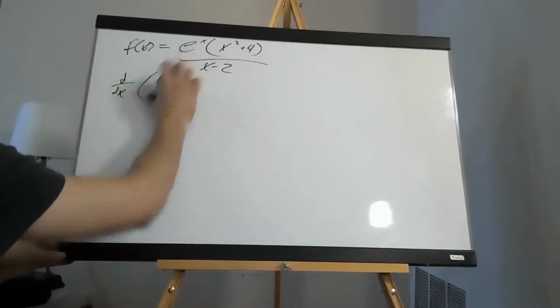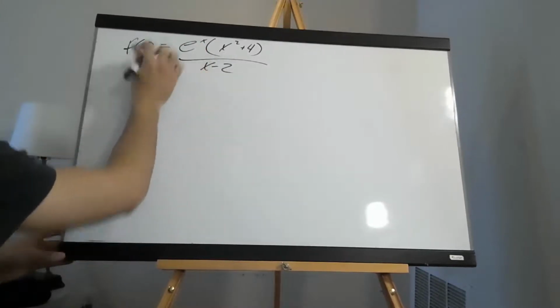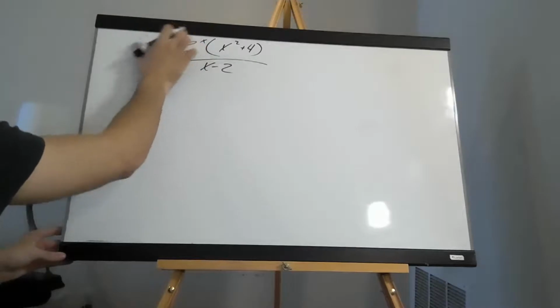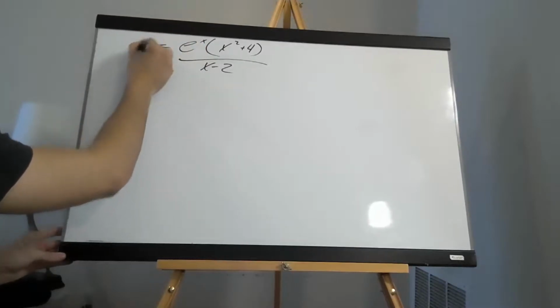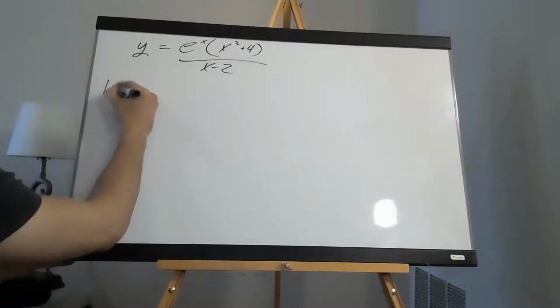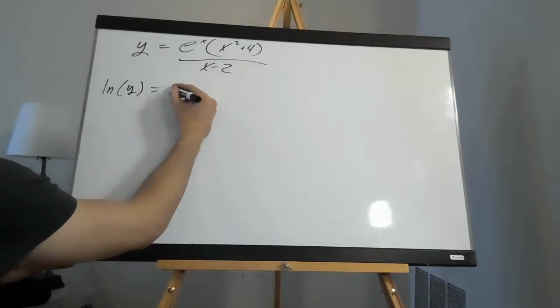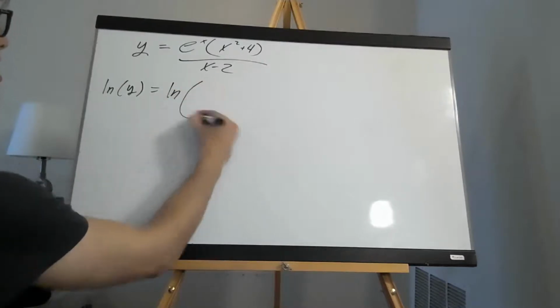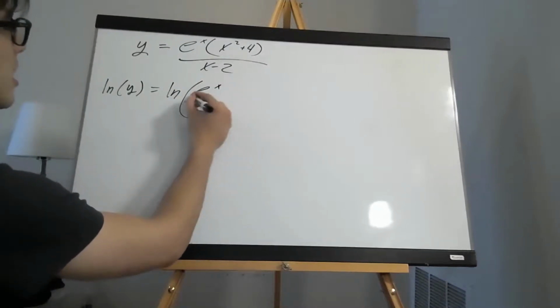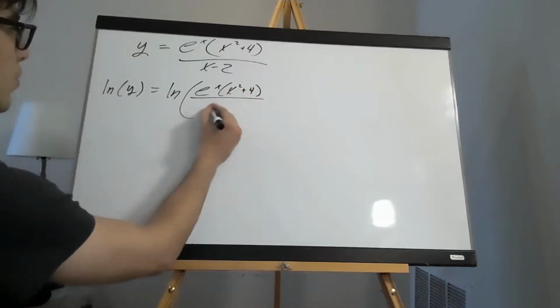So what we're going to do here actually is logarithmic differentiation. So I'm going to change this f of x to a y so this is a little easier to understand. The first thing you do for logarithmic differentiation is take the natural log of both sides. So we got natural log of y is equal to natural log of e to the x times x squared plus 4 over x minus 2.